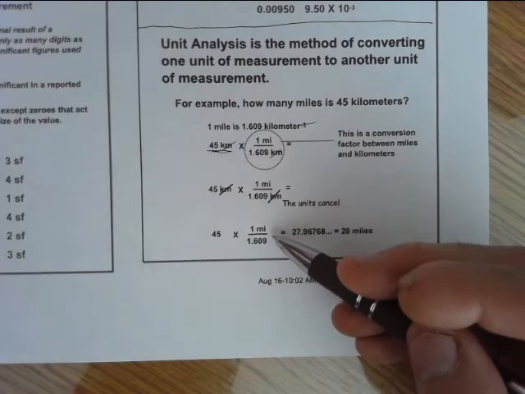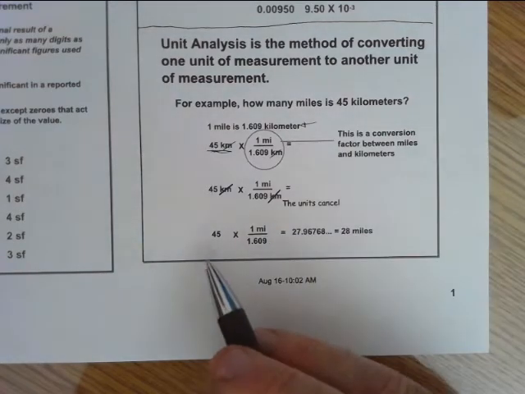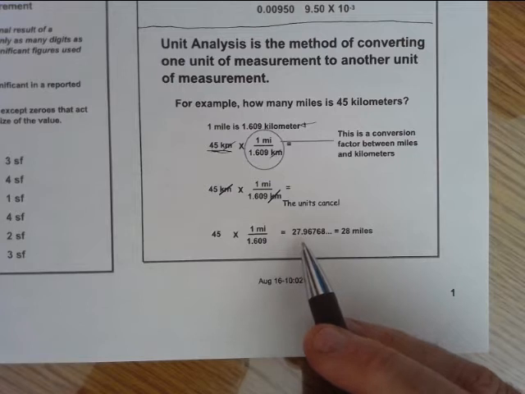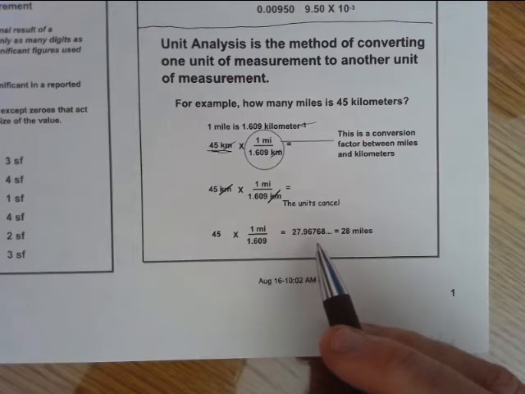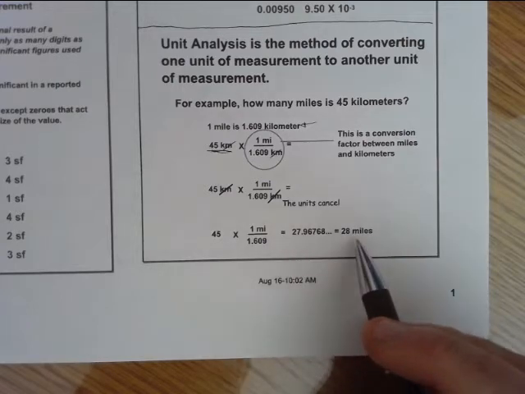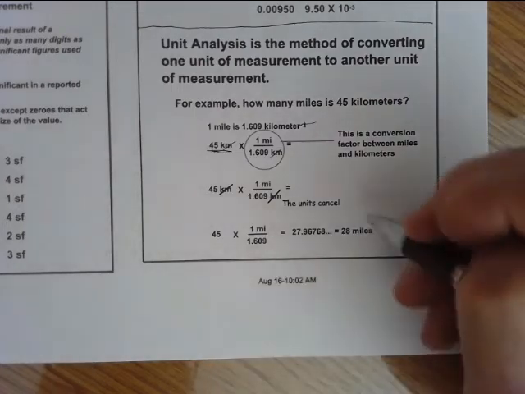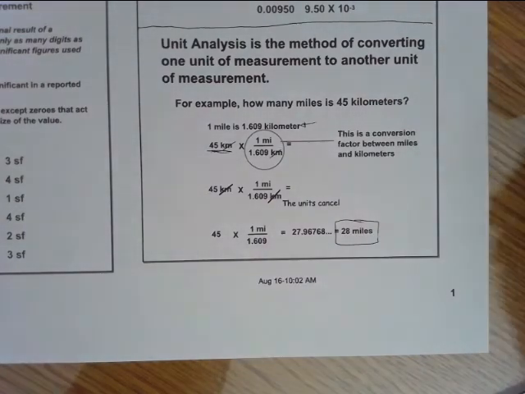This has now become my conversion factor. And so when I take 45 divided by 1.609, I get this answer, 27.96768. And when I round that appropriately, I get the number 28. And you can see that my unit now is in miles, because really that's the only unit I had left over. So really what this process does is it allows us to know, do I multiply or do I divide? How do I know exactly what I need to do to convert my unit appropriately?